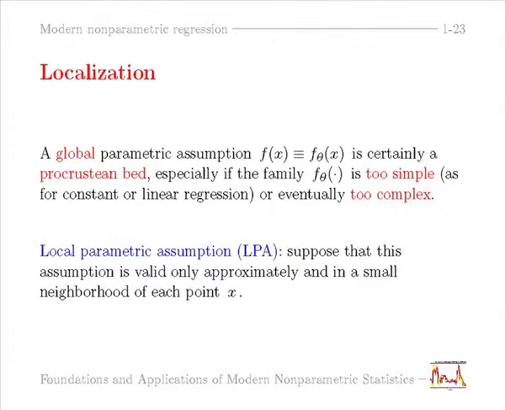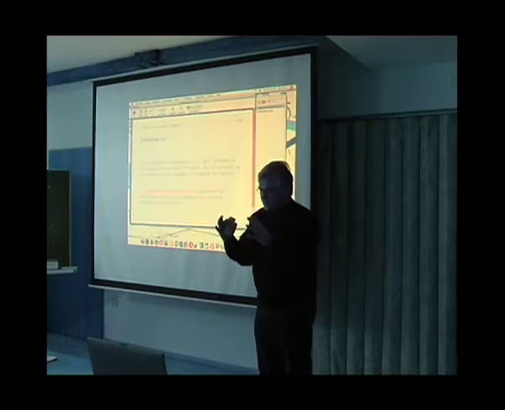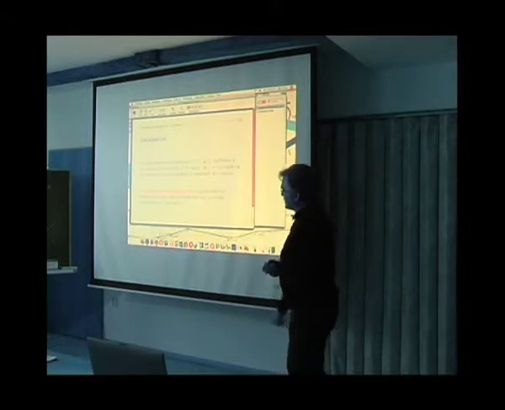So definitely a global fixed assumption, we don't have to call it parametric, is this famous Procrustean bed, especially if the family is too simple, as we have seen here in this model of migration. But it is maybe also a Procrustean bed if it is too complex. And the approach that is followed here, like in smoothing, is to use the parametric assumption, that means this modelization, only locally.